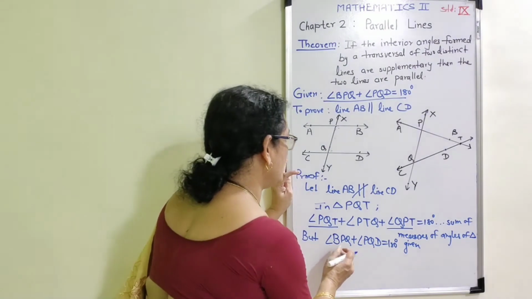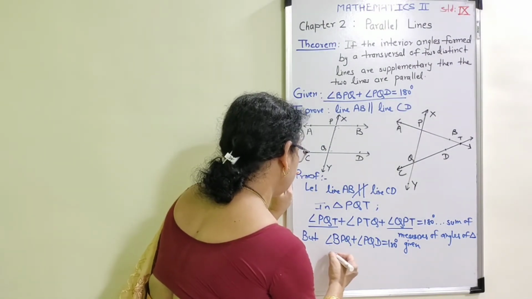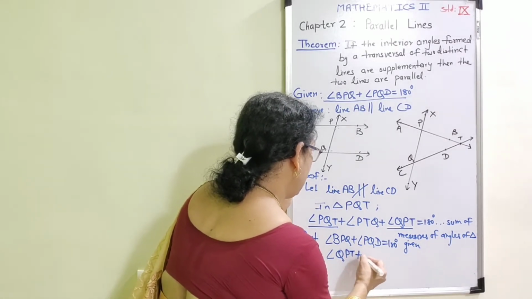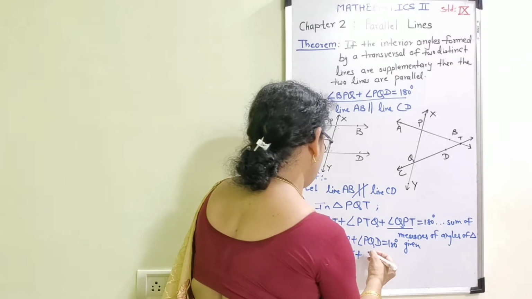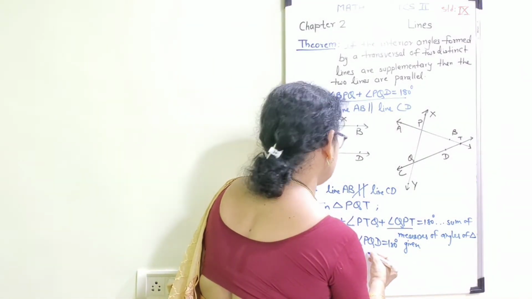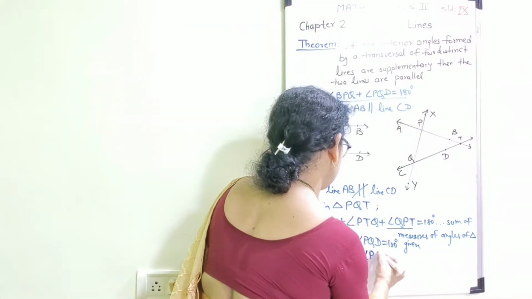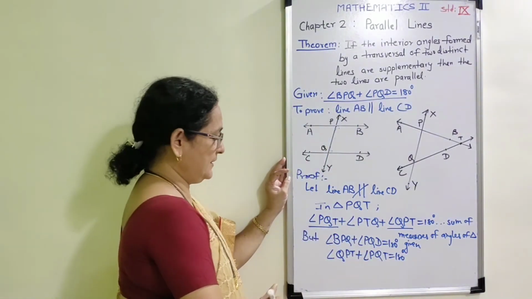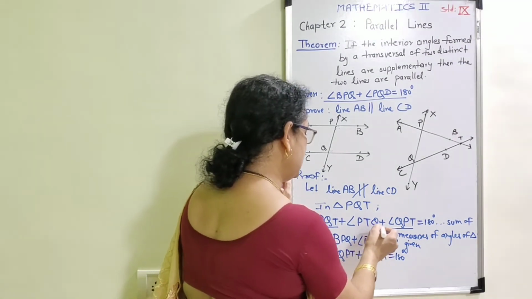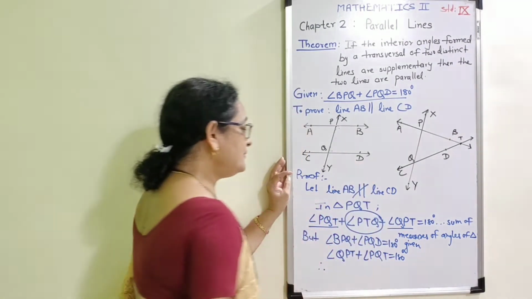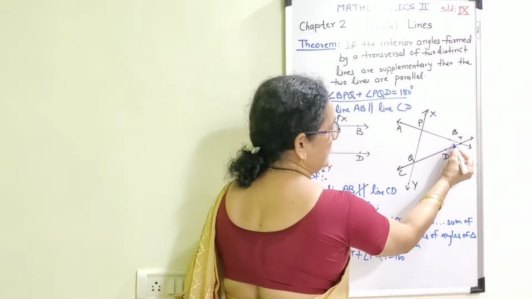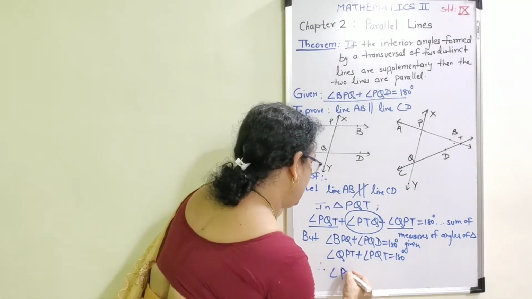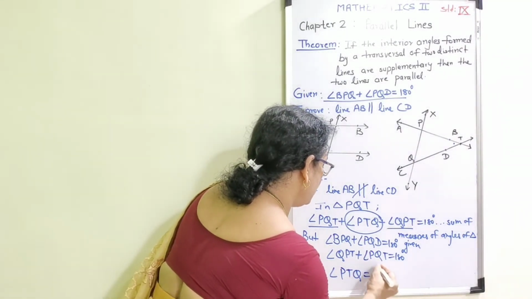Instead of BPQ, I am going to write angle QPT, and instead of PQD, I am going to write angle PQT. The angles are same but the names are different. Now therefore my conclusion is the measure of this third angle, that is measure of this angle, is equal to 0. Angle PTQ is equal to 0 degree.